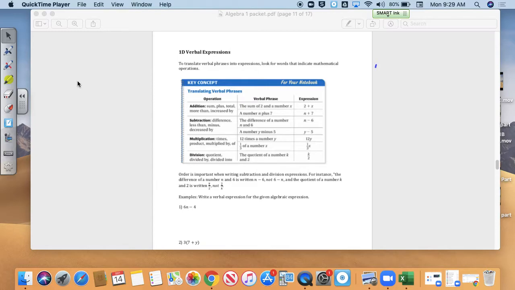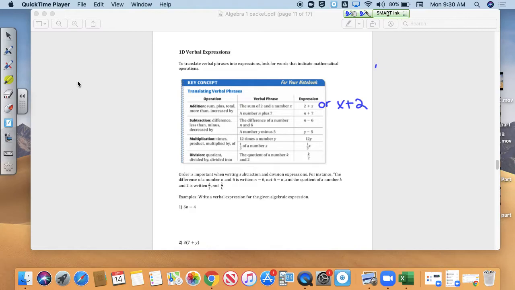So if you're looking at your packet, you can see an example of a verbal phrase, the sum of 2 and the number x. That would mean addition. So the expression of that verbal phrase would be 2 plus x or x plus 2. We could also flip it around, x plus 2 as well. Another example would be a number n plus 7. That was pretty literal, just n plus 7. So you can see that in the word phrase form and the expression form.